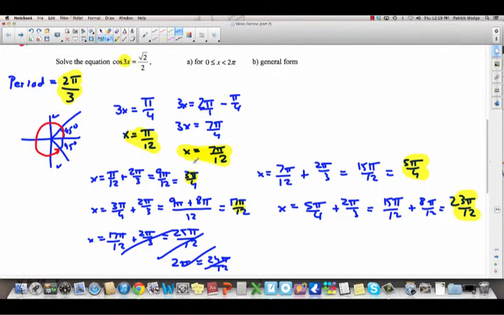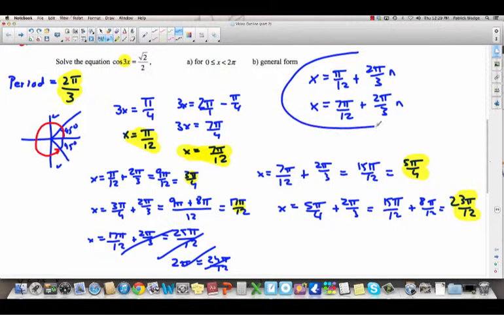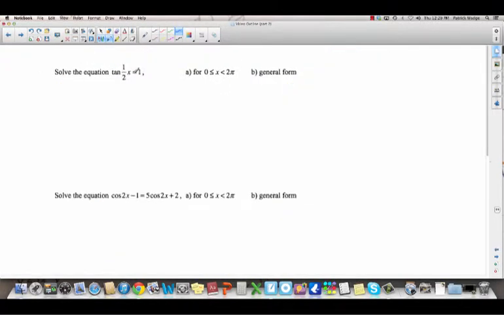In other words, what we're doing for our general form is we're taking pi over 12 and we're adding the period 2 pi over 3 as many times as we want. And the other answer is 7 pi over 12 plus the period, which is 2 pi over 3, and again n. So that's the general form, and all the highlighted 1, 2, 3, 4, 5, 6 is the conditional statement.